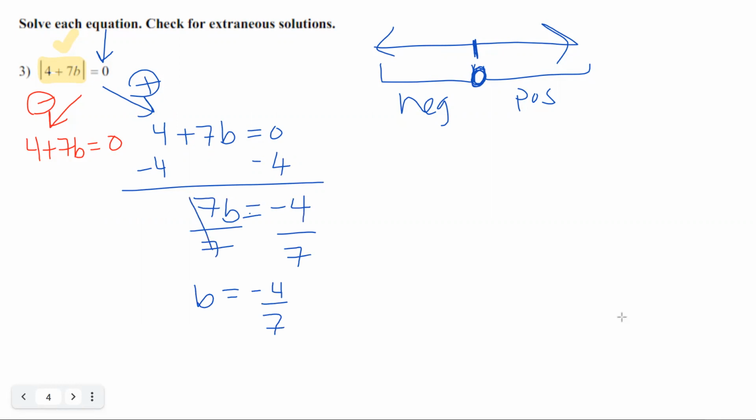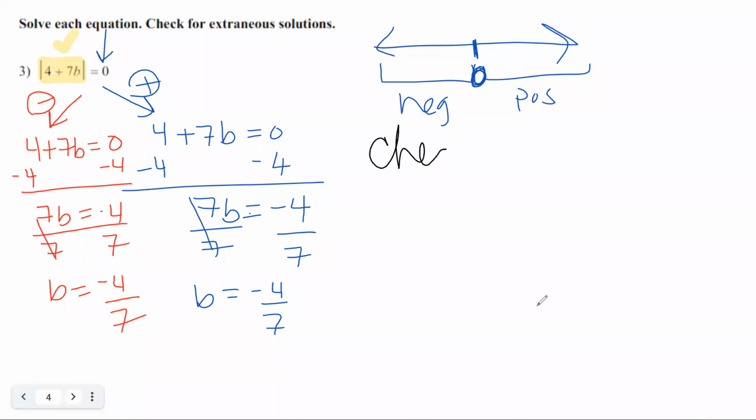And that's it. And you can see why, because if you didn't believe me, I could still subtract 4. I end up with the same problem on the left. 7b equals -4, divide by 7, divide by 7. You get b equals -4/7. It's really just the same value. Step 2 is complete. We still need to check for extraneous solutions.